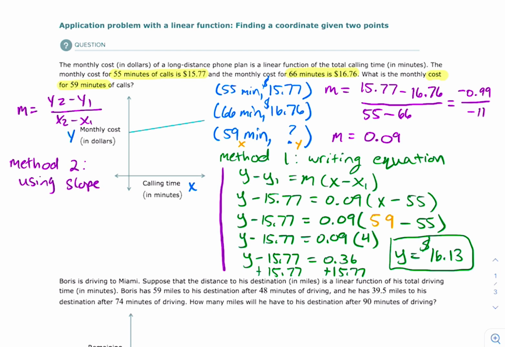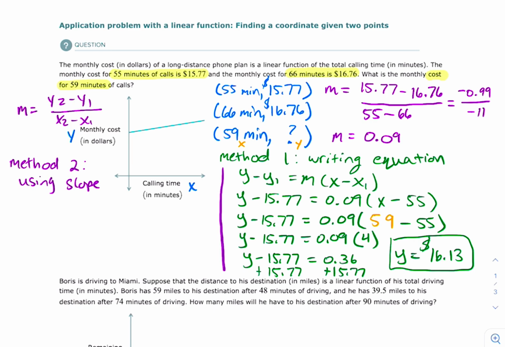So what we're going to do if we're going to use this method is go back and pick one of the original points. It doesn't matter which one. Typically I just pick my first one. We're going to use one of the original points and then the point that we're trying to find the missing value of, substitute these into our slope formula, and then set it equal to the slope that we found at the beginning.